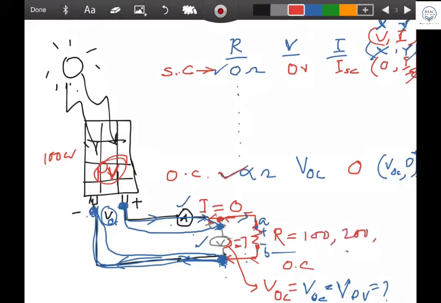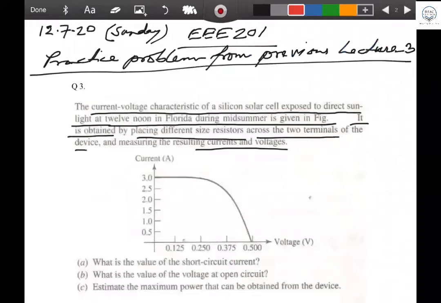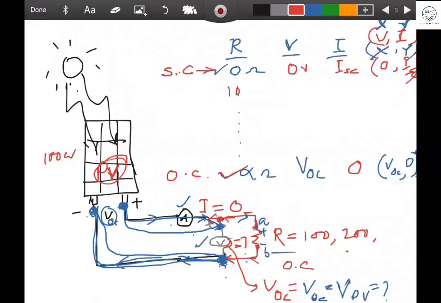As you saw in the problem, they placed different size resistors. They put a 100 ohm resistor, a 200 ohm resistor, a 500 ohm resistor, and so on. Every time they got a value here, here, here, like that, right? Now can you tell me the voltage and current values they are getting for 100 ohm, 200 ohm, 500 ohm? Which value gives 0 volt or 0 current?